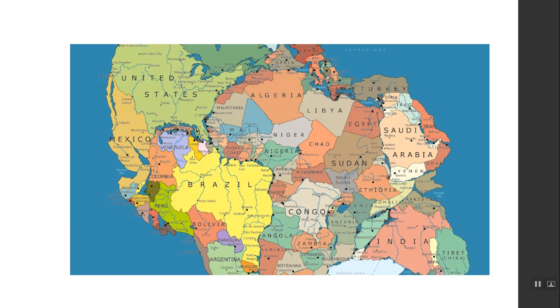So there is another rendition looking at how current nation states would kind of fit into this Pangaea. So here you have most of Africa, South America, North America. Mexico is a little bit broken apart here. India kind of fits in right over here.